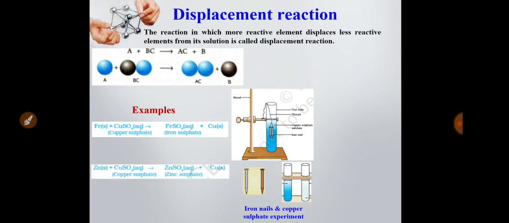Now one more example is when zinc reacts with copper sulfate, it will form zinc sulfate and copper. Here also zinc is more reactive than copper, so zinc displaces the sulfate from copper sulfate to form zinc sulfate, and copper sulfate loses its sulfate to form metallic copper. And one more example is lead. When it reacts with copper chloride, it will be converted to lead chloride and copper. Here also lead is more reactive than copper, so lead will displace the chlorine from copper chloride to form lead chloride and copper.